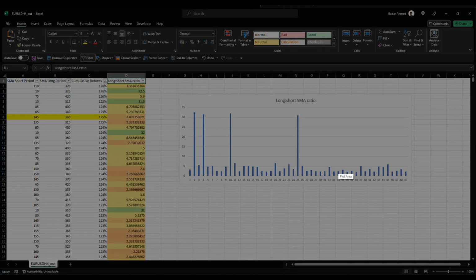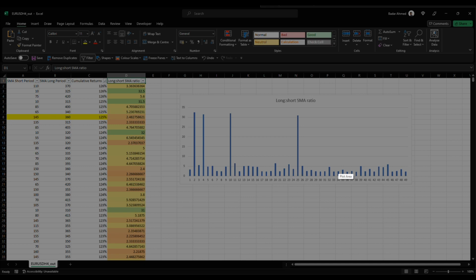Here we break down the previously seen high yielding trading strategy. The link for the video from which these strategies were generated is given here. We are looking at the same results as before, but this time in column D you can see we have added the long to short SMA ratio column.